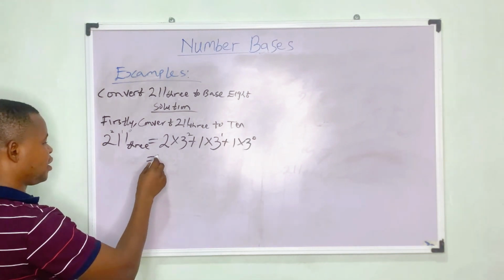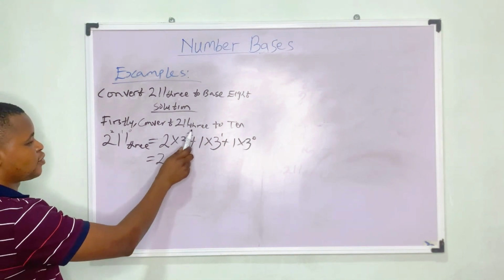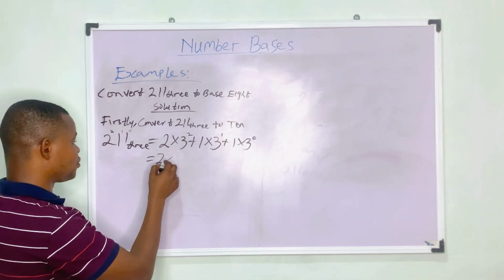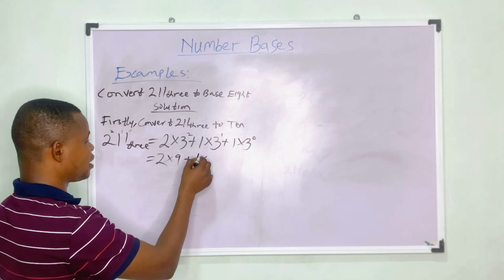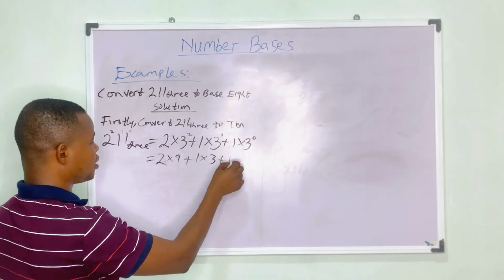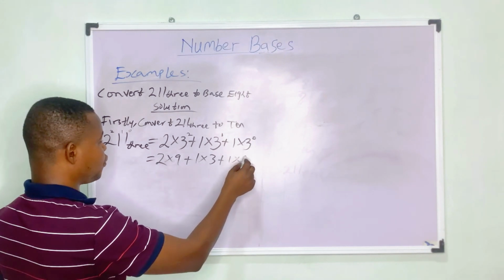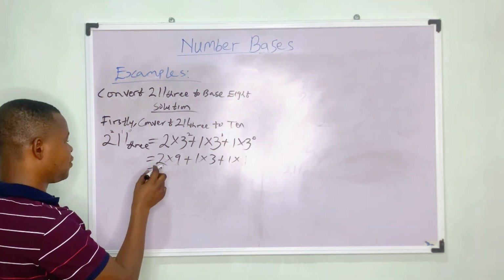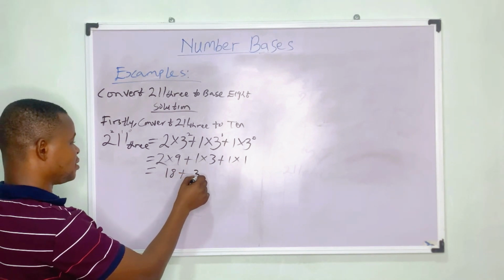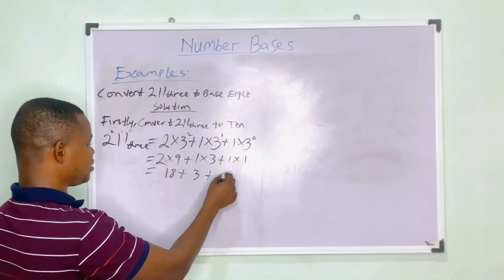Then it equals 2 times 3 raised to power 2. That's 3 times 3, and that will give us 9. Plus 1 times 3 raised to power of 1, that is 3. And plus 1 times 3 raised to power of 0 will give us 1. We have 2 times 9, that is 18. Plus 1 times 3, that is 3. Plus 1 times 1, that is 1.